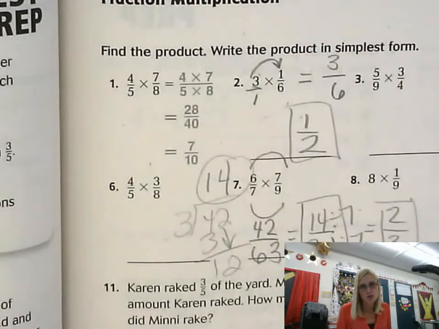So my answer for number 2 is 1/2, which is part of your homework. So you have an answer. Make sure you show your work. Your first 2 letters are B-I.